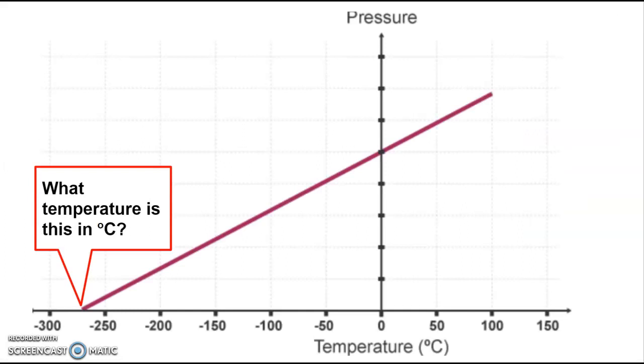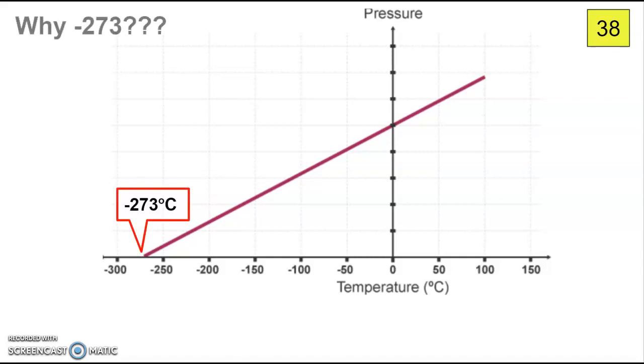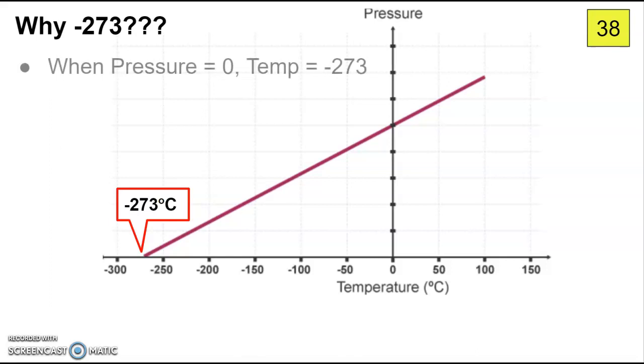If I zoom out on that same graph, I see that when my pressure is 0, I have a negative temperature. What temperature is that in degrees Celsius? Well, I'm between negative 250 and negative 300. That number is negative 273. So why negative 273? Well, when we look at negative 273, that's when pressure is equal to 0. The temperature is negative 273 degrees Celsius.